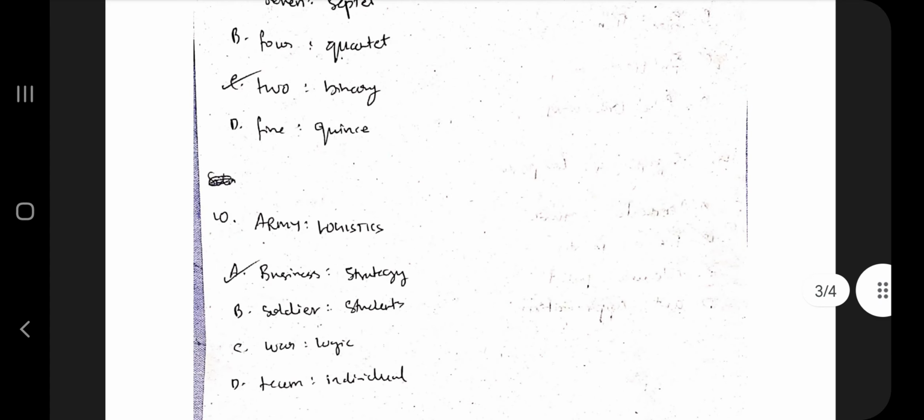We just have to choose the closest word which is in a coherent relation. So if you know the meanings of the words, you can solve this easily.